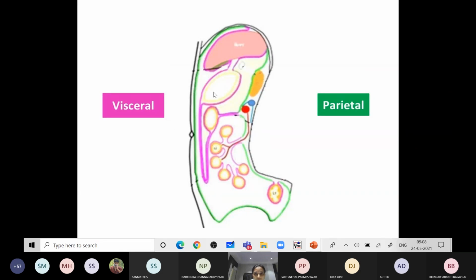The pink one is the visceral layer, which covers almost all viscera of the abdominal cavity. Whereas the parietal layer covers the abdominal parietes, that is the inner surface of the anterior abdominal wall, the pelvis, the pelvic organs, and also the posterior abdominal wall. This green line represents the parietal layer, and the pink line represents the visceral layer. I hope now you know what the visceral layer and the parietal layer are.